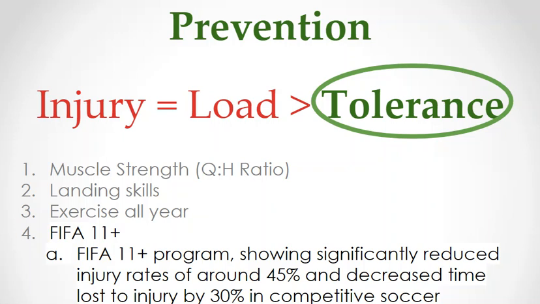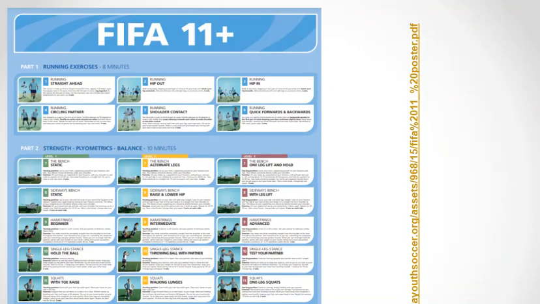And then FIFA has had some success with their 11 Plus program. They showed significantly reduced injury rates of around 45% and decreased time lost to injury by 30% in competitive soccer players. And what is the FIFA 11 Plus? It's a whole program that people do before competition. It starts with running and then strength and plyometrics and balance exercises. And you can see it goes through like level 1, level 2, and level 3 of different exercises.